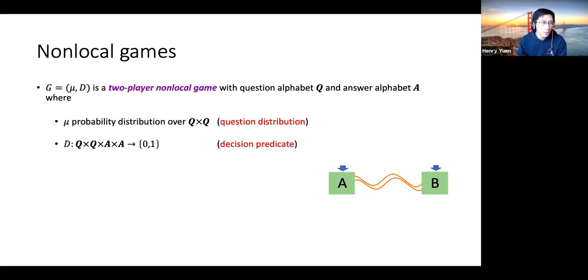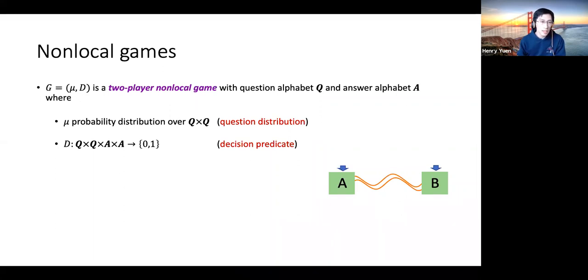And a two-player non-local game has two pieces of information. One is a probability distribution over the two inputs that the boxes might receive. So we call that mu. It's a question distribution. And it also comes with this function d, which maps inputs and outputs to these devices to 0, 1. Okay, and this is called the decision predicate.